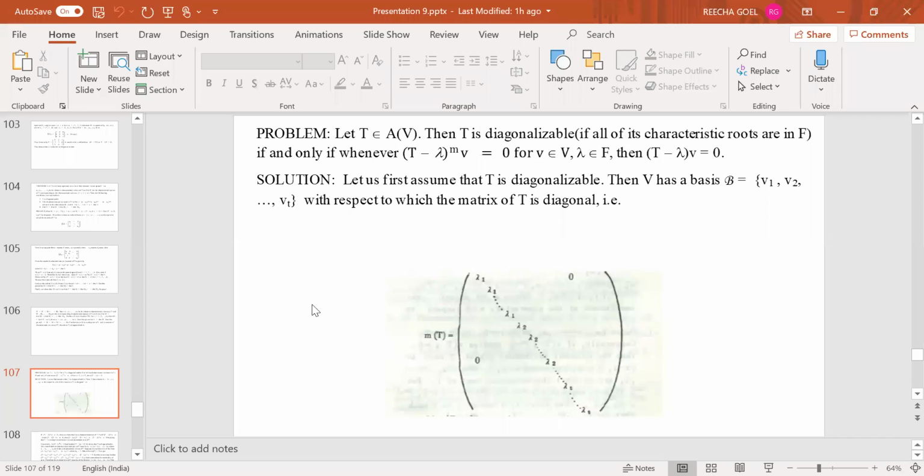Now here is a problem from Hassan's book. Suppose T is a linear operator. Then T is diagonalizable. Of course, we are assuming that all the characteristic roots of this T lie in F. Then T is going to be diagonalizable if and only if whenever (T minus lambda) raised to the power m of v equals 0 for all v in V and lambda in F, this should imply (T minus lambda) of v equals 0. Because it has got plenty of application, this particular result in higher algebra.